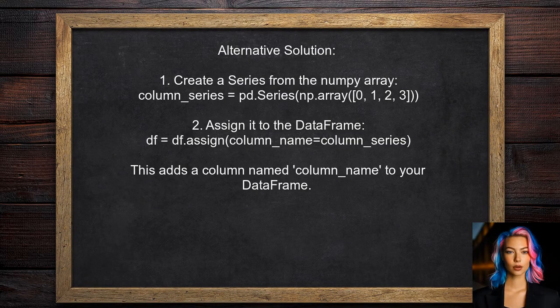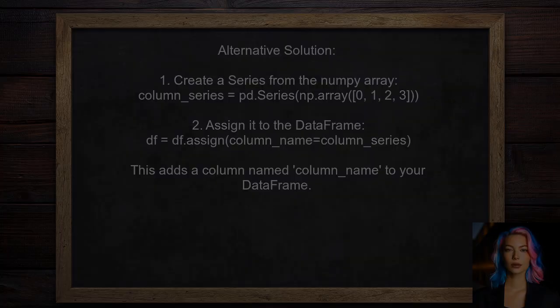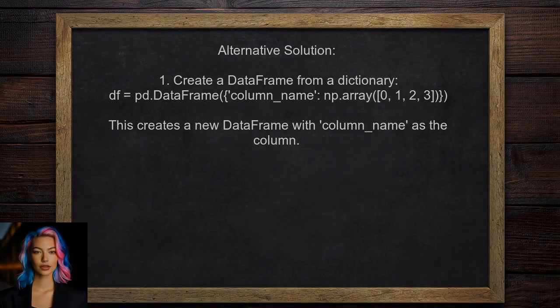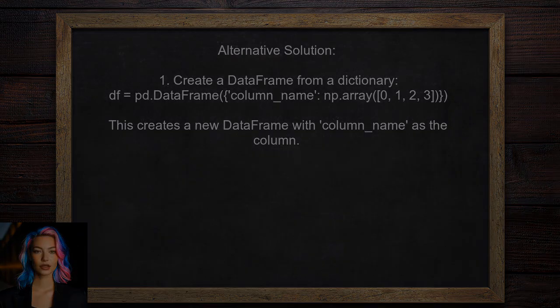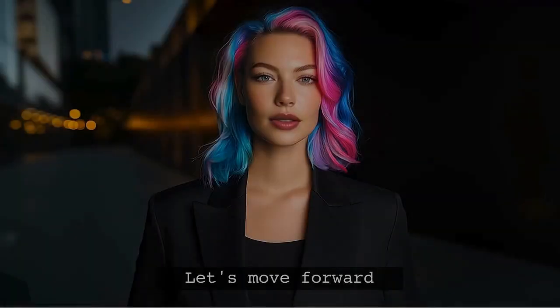An alternative approach to converting a NumPy array into a data frame column involves using the Pandas series. First, you create a series from your NumPy array. Then you can assign this series as a new column in your existing data frame using the assign method. If you don't have an existing data frame, you can create one directly from a dictionary, where the key is the column name and the value is your NumPy array. Let's move forward and look at another answer.